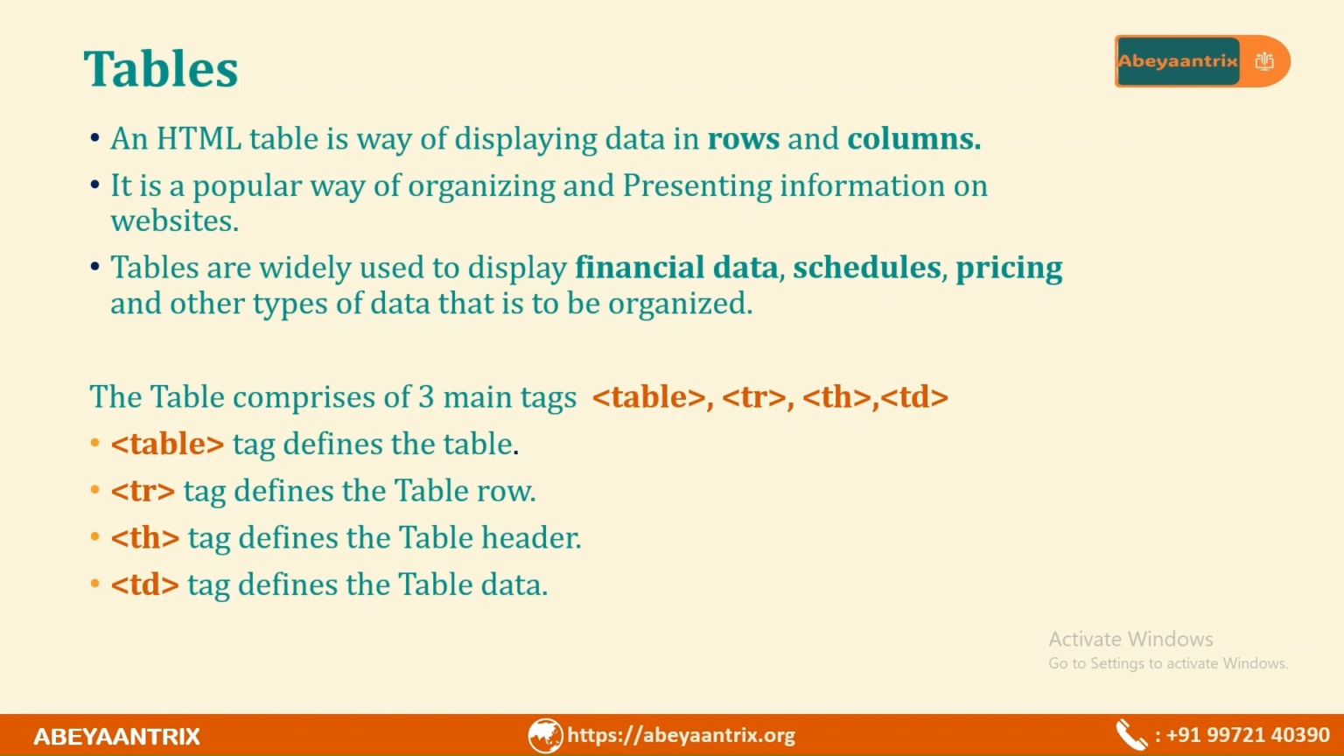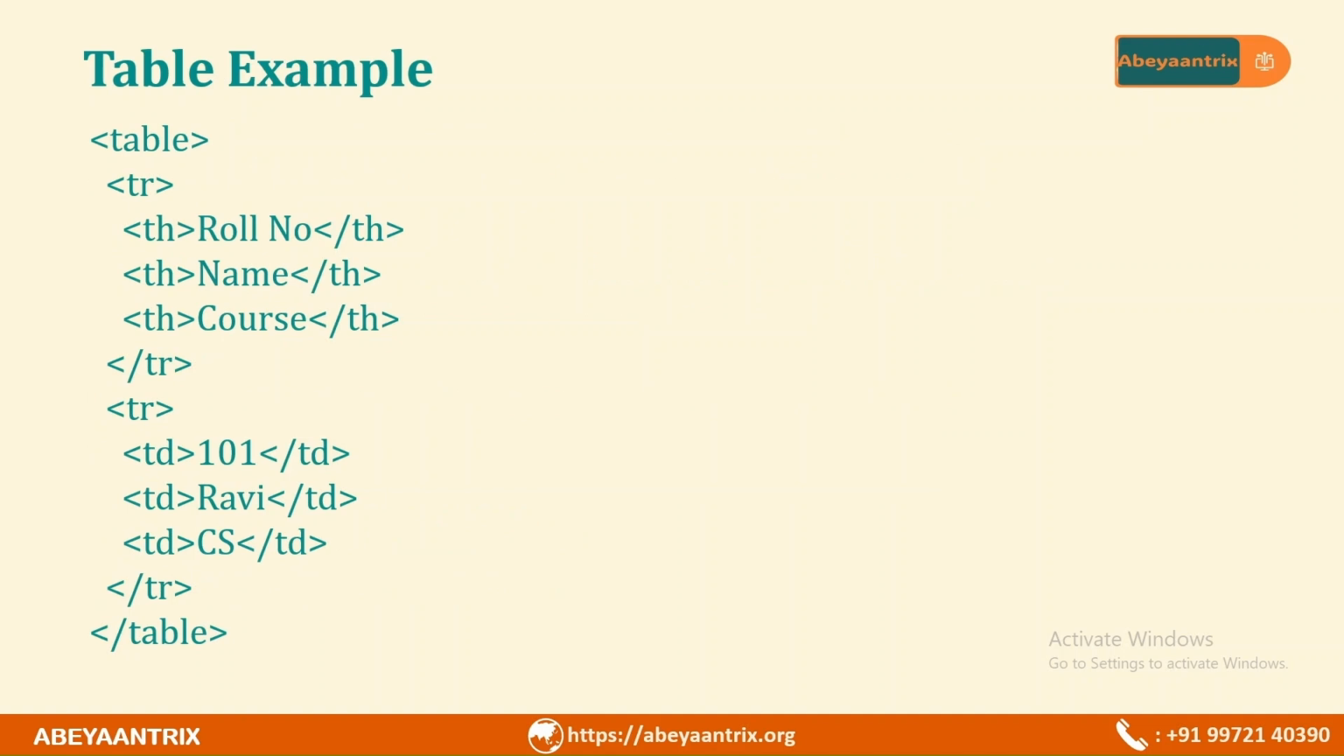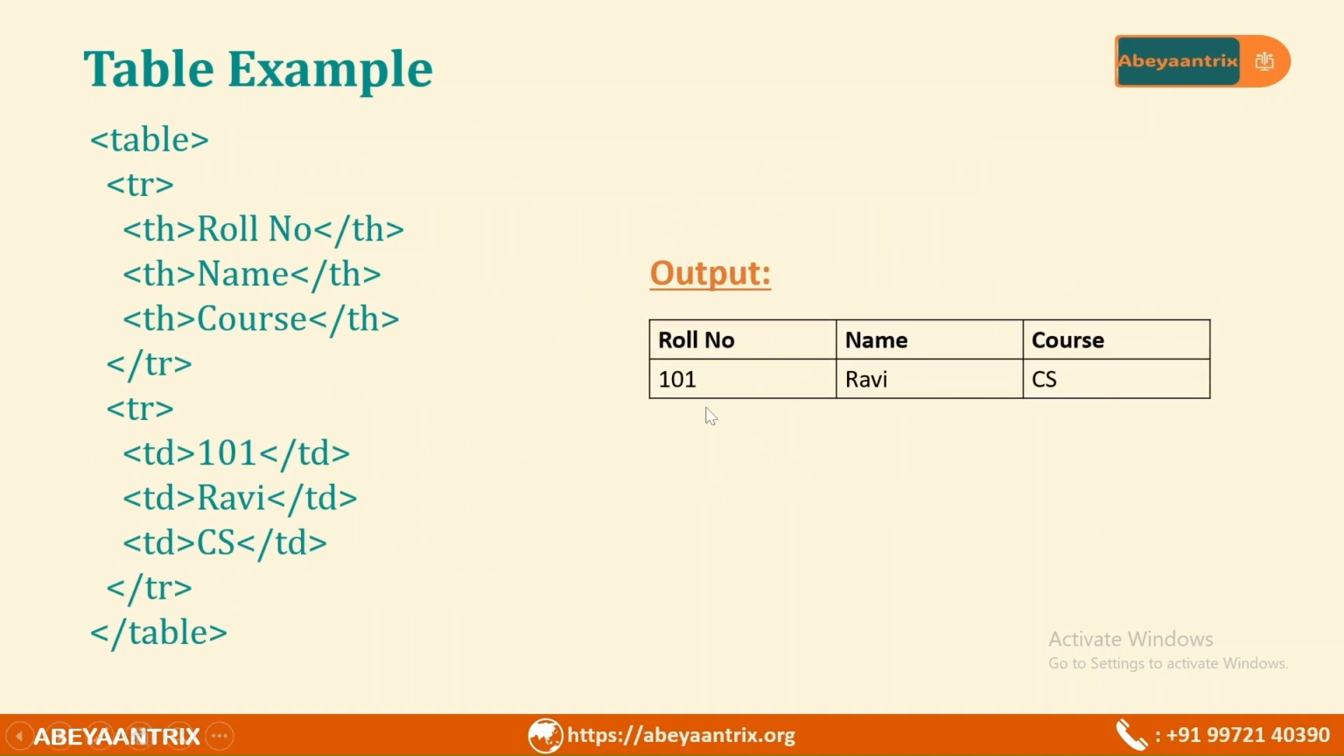Next, let us move on with a simple table example. You can see we have created a simple table, and the output will look like this. There is a heading row with roll number, name, and course. Here we are representing a single person's data. The code should look like this. Let me type the code and explain each line with a practical example and show you how it will come.